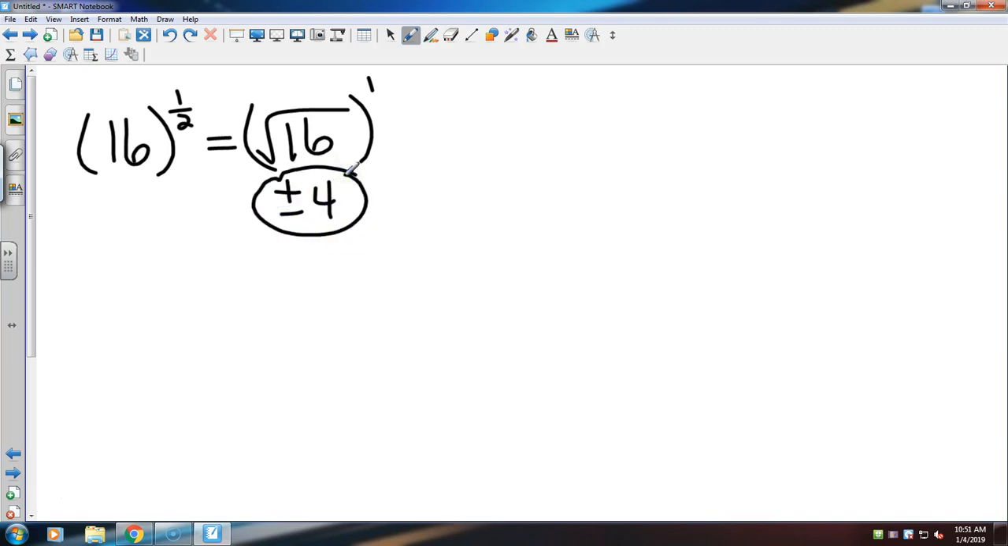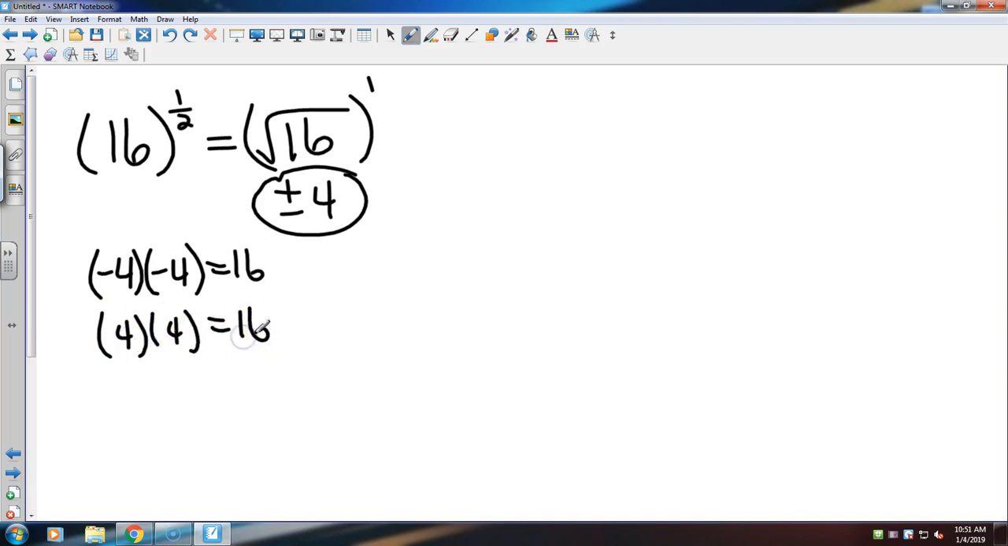Now, some of you are wondering, well, how could it be both of them? Well, what's -4 times -4? That's 16. What is 4 times 4? You guessed it, that's 16. So square roots actually have a plus minus in front of them.